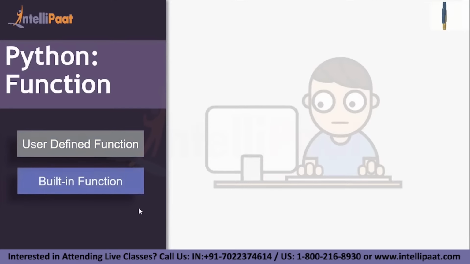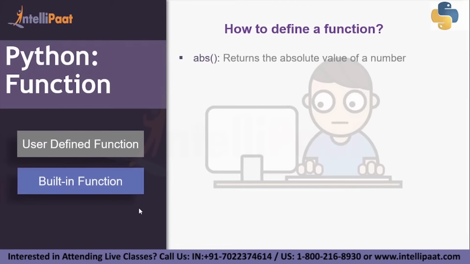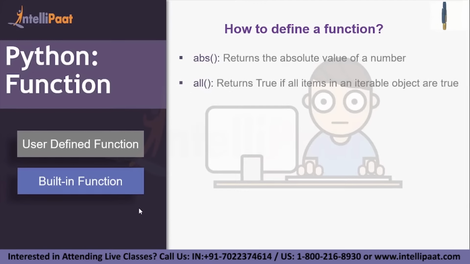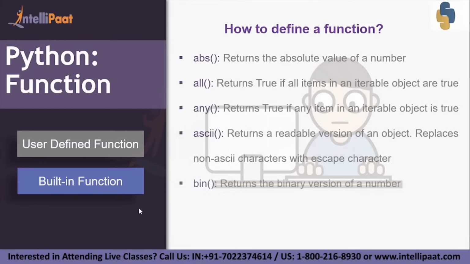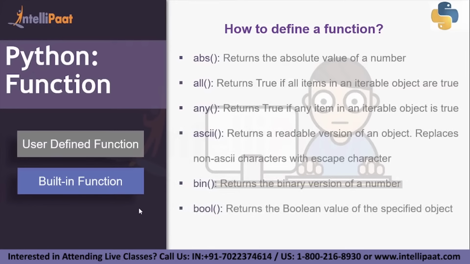Next is the built-in function. Now these built-in functions are a predefined set of functions in Python. We have the abs function which returns the absolute value of a number. We have the all function which returns true if all items in an iterable object are true. We have the any function, ascii function, bin function, bool function, and many other built-in functions available in Python. If you want more information about it, you can check out the Python official docs.